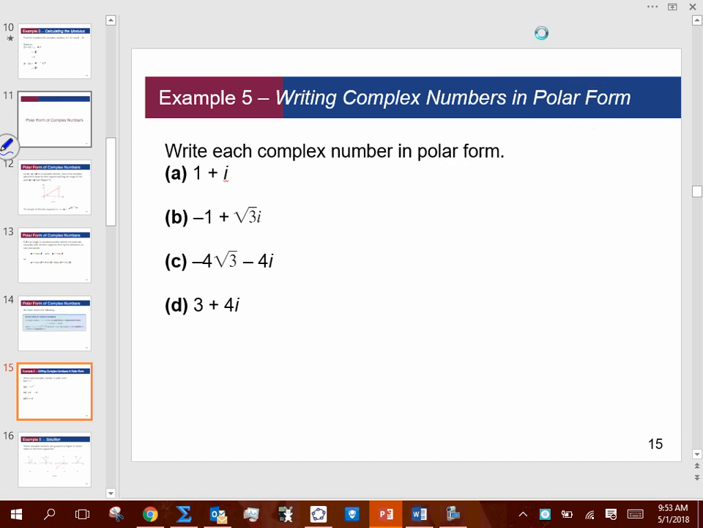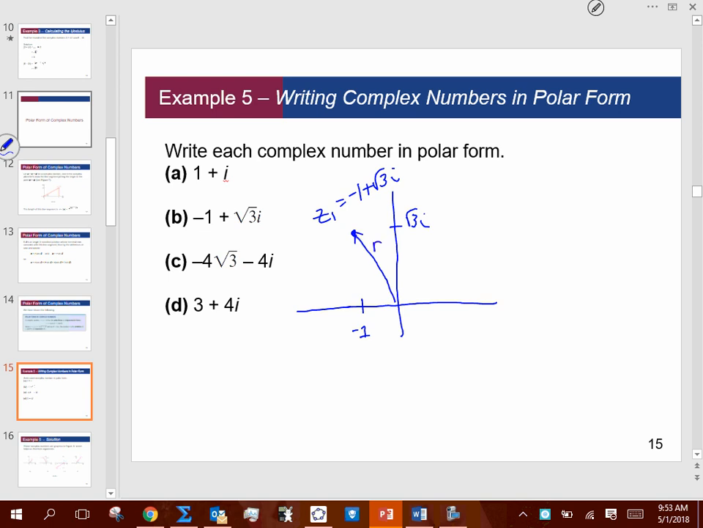One thing I want to do is discuss this second one here quickly with you because of the location of it. If I go -1 plus root 3i, so -1 might be there. Root 3 is 1.7, so maybe root 3i is there. So there is z equaling -1 plus root 3 times i, right?